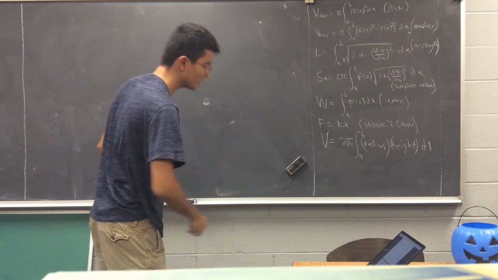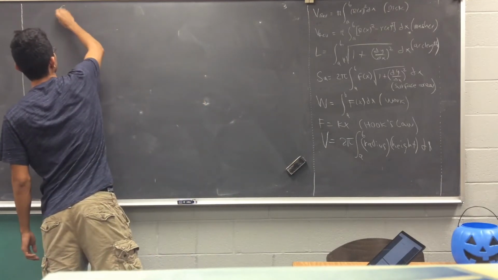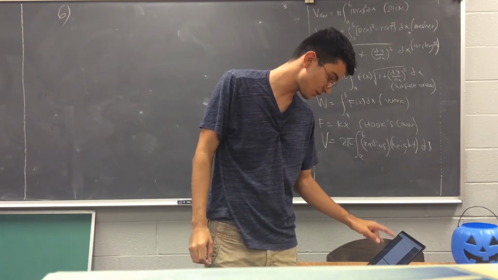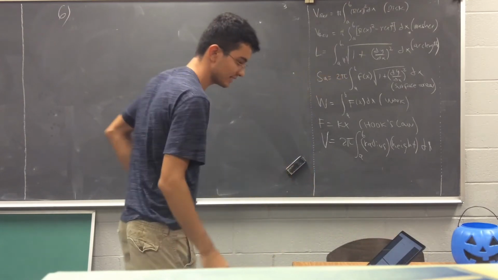Now, for question 6, we have: evaluate the integral of cosine of the square root of 3x over the square root of x dx.